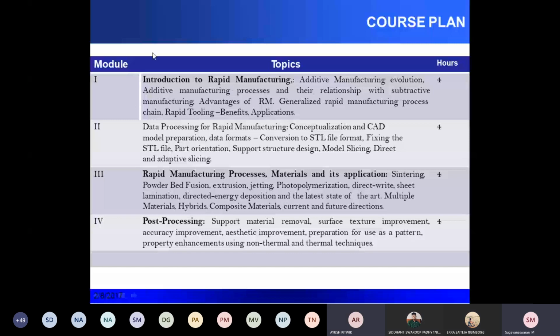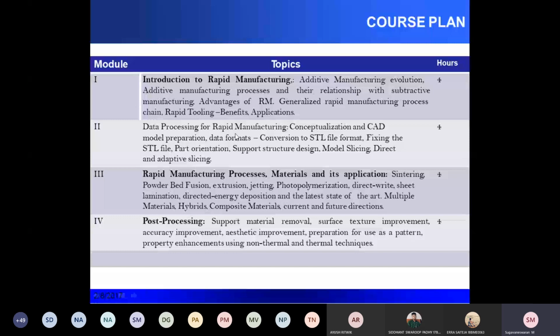Now, as I mentioned earlier, in this subject we have the introduction part. In the introduction part, I will be discussing the introduction of additive manufacturing, application, advantage and disadvantage. The second module is about how to transfer the CAD data into a physical model, because in all additive manufacturing processes, you are going to get a 3D physical component, but you give the input as a CAD model. So how the CAD data is transferred into a physical component, we will be discussing in module 2, data processing.